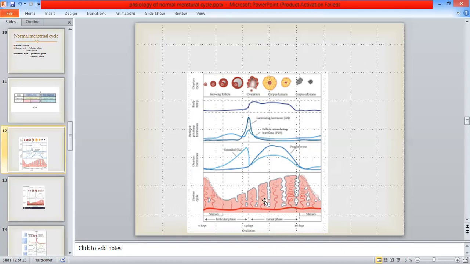After the LH surge, the proliferation which was going on in the endometrium under the influence of the FSH now stops, and the endometrial thickness does not increase further. Endometrial thickness does not increase in the secretory phase, but the stroma and the glands in the endometrium undergo secretory changes. The glands become tortuous, the stroma becomes edematous, and spiral arteries undergo growth.